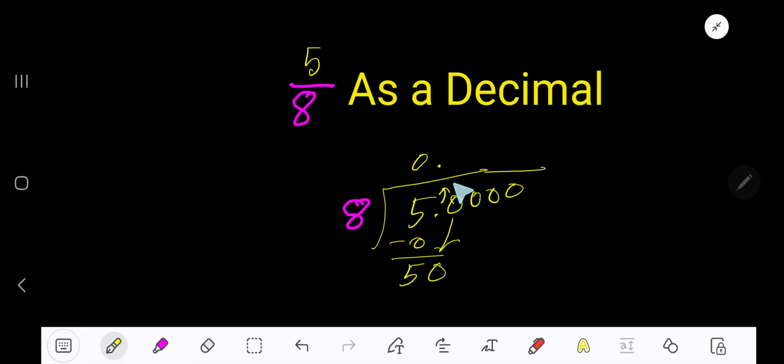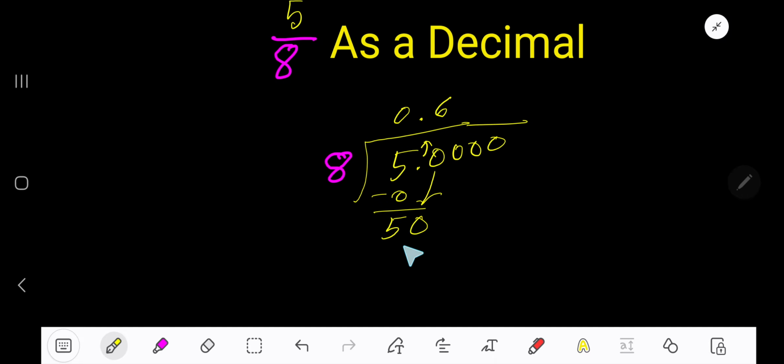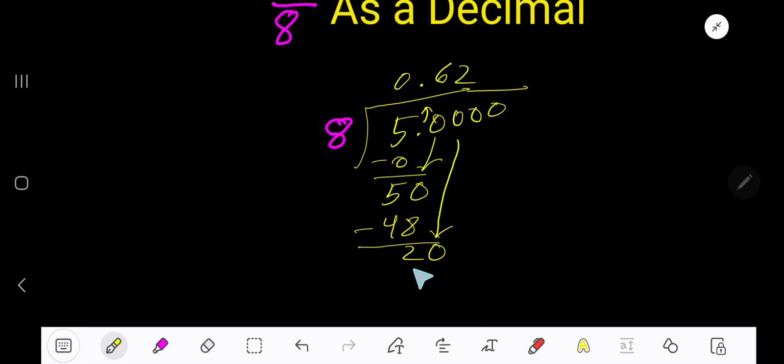8 goes into 50 how many times? 6 times. 6 times 8 is 48. Subtract, we get 2. Bring down another 0. 8 goes into 20 how many times? 2 times. 2 times 8 is 16. Subtract, we are getting 4.